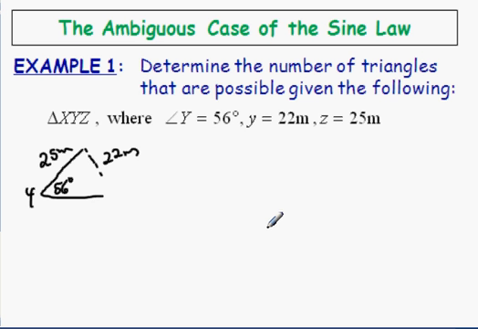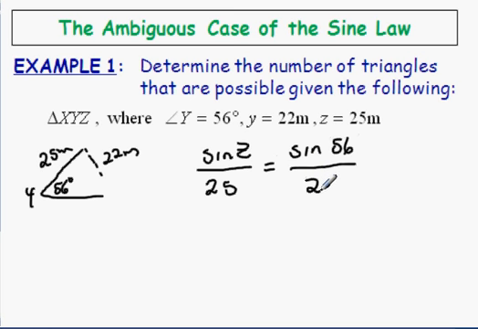So we'll set up the sine law. So we're looking for angle z, which is across from side z. So sine z over 25 equals sine y over 22. Okay, so we're just going to multiply 25 times sine 56 divided by 22 and see what we get for sine z. Okay, and then we can determine how many triangles there are.